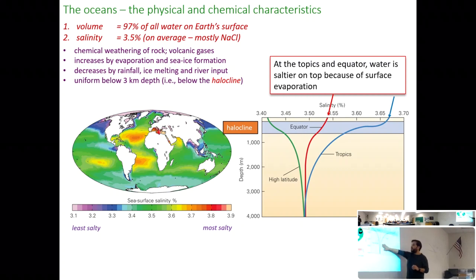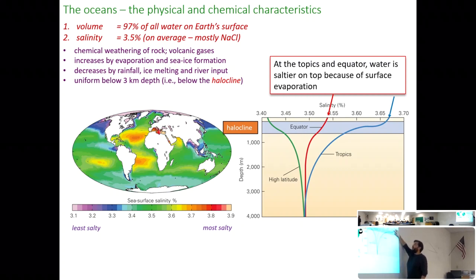Now notice that when we get down to 4,000 meters deep, how much are they different? Are they different, or do they all converge and then become the same? Yeah, they all become the same, okay? So remember that at depth, everything will converge and become the same, okay?